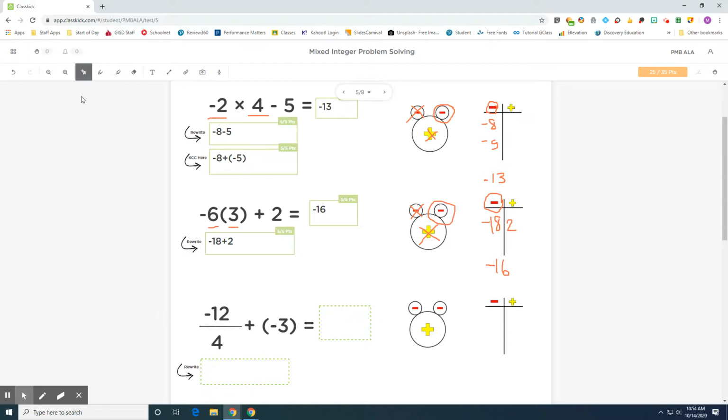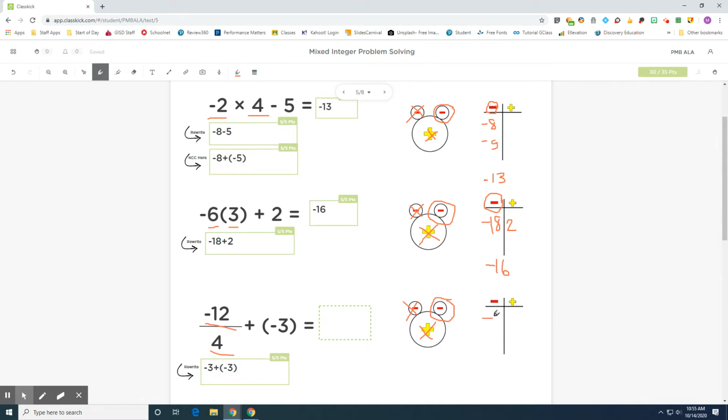So -12, +4. I'm going to put that into my T-chart. Okay, and I'm left with a negative for my answer. So that means that for this first part, the answer is -3, because 12 divided by 4 is 3. And then I'm just going to bring down this part that I haven't done yet, plus -3. Okay. And then I'm going to do this final problem on the T-chart. Now it is an addition problem. Again, I don't have to do keep change change on this because of that plus sign.